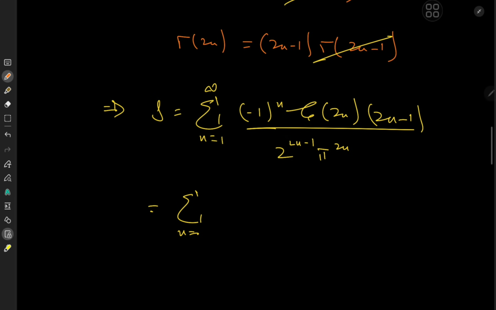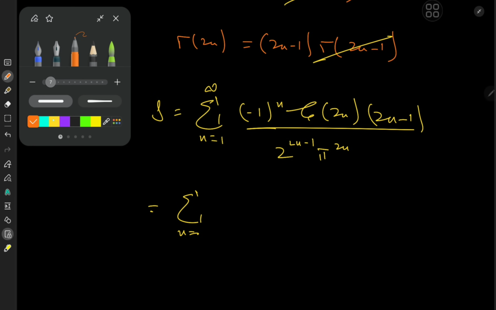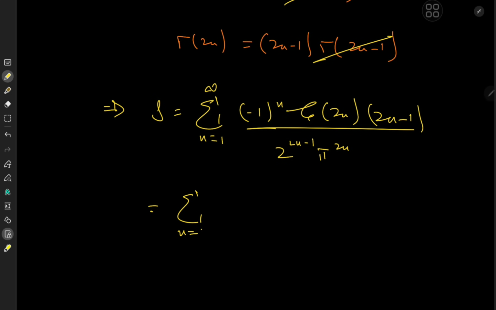Oh yeah, this is cool. So we have the sum over n from 1 to infinity of (-1)^n (2n - 1) over 2^(2n - 1), which is kind of annoying to write. So I'm just going to expand by 2 so that I have 4n - 2 here.